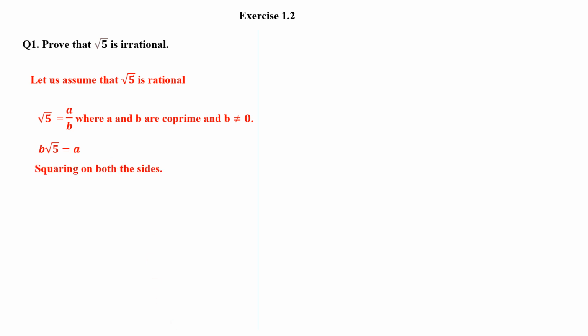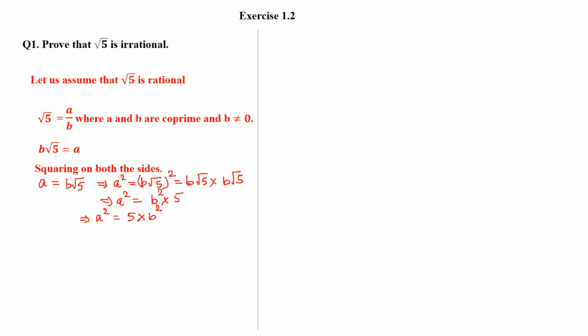So if I square on both the sides, what will happen? I am rewriting it: a equal to b root 5. Now square it. So it will be a square equal to b root 5 whole square. And b root 5 whole square means I can write it as b root 5 into b root 5. So from here I will get a square as b into b, b square, and root 5 into root 5, 5, which further I can write as a square is equal to 5 into b square.